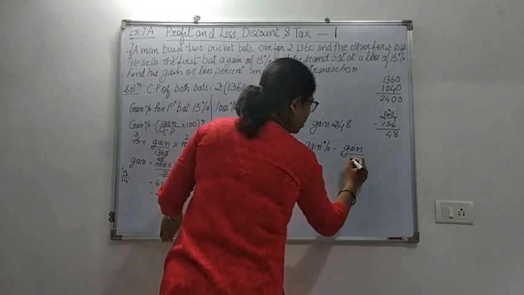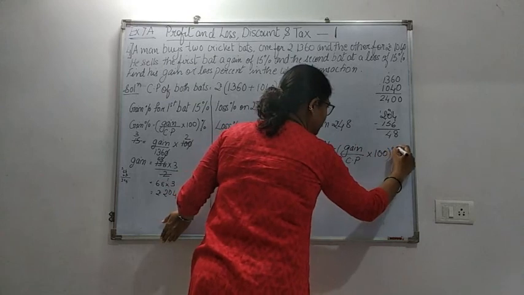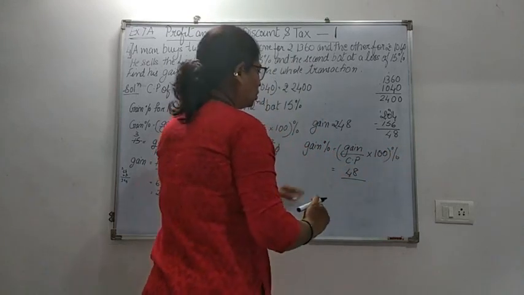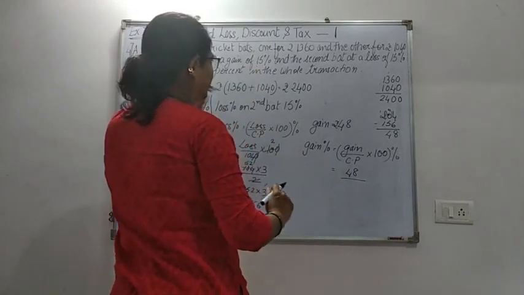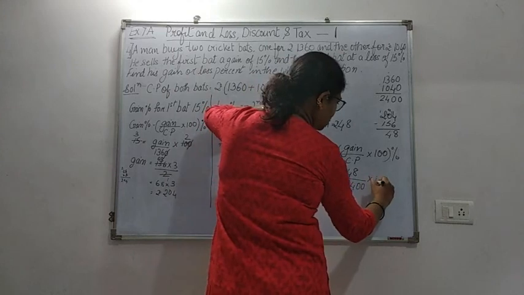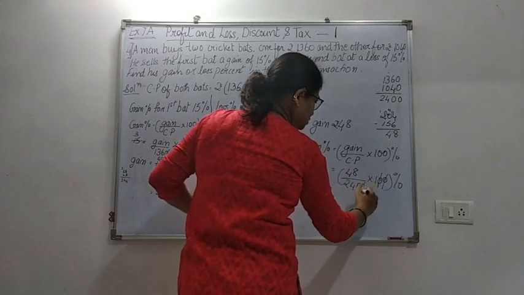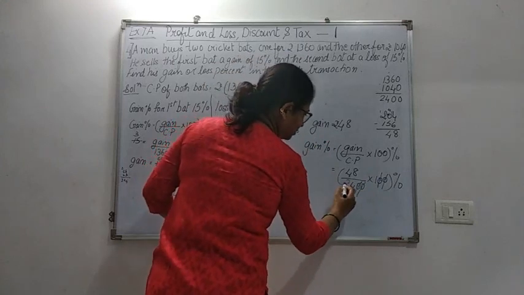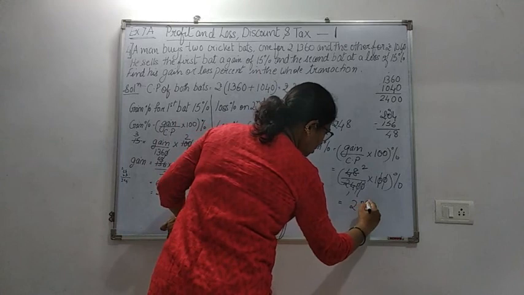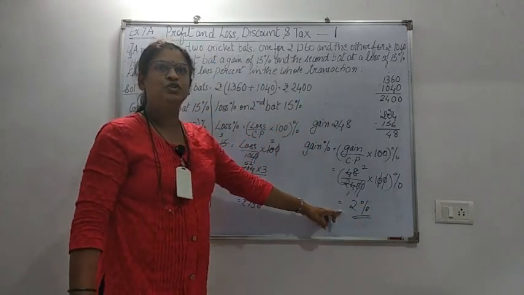So my gain percent is equal to gain upon cost price into 100%. So I have gain, that is 48. Now cost price on both the bats is 2400 into 100%. So 0 0 0 0 gets cancelled. Here 24 ones are 24, twos are, so which comes to 2%. So my gain percentage on the whole transaction is 2%.